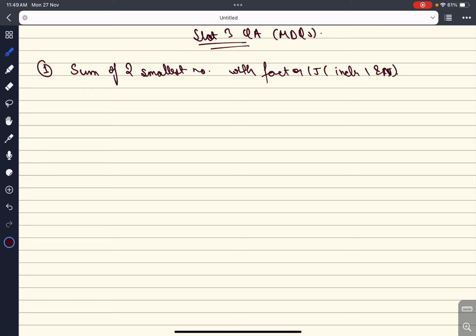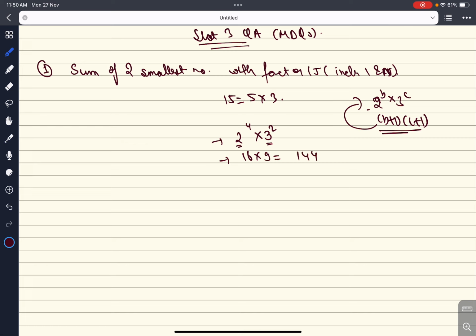So 15 means 5 into 3, right? What we can do in this is write this as 2 to the power 4 into 3 to the power 2. If it is 2 to the power b and 3 to the power c, the number of factors will be (b plus 1)(c plus 1). We have to move in reverse. To take the smallest number, we take 2 to the power 4 and 3 squared. So 16 into 9 is 144.